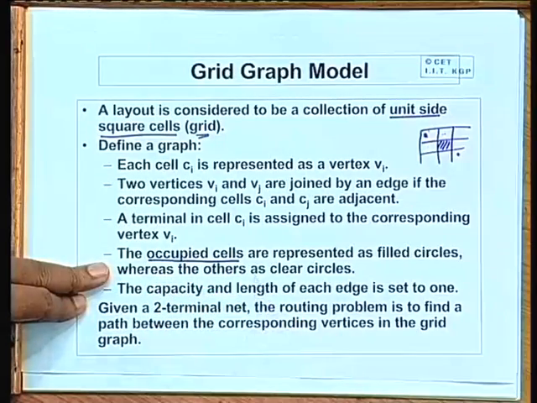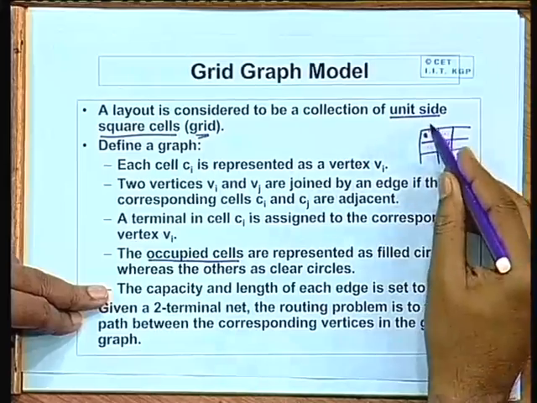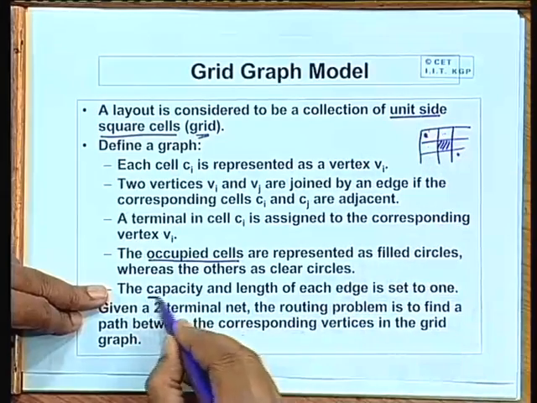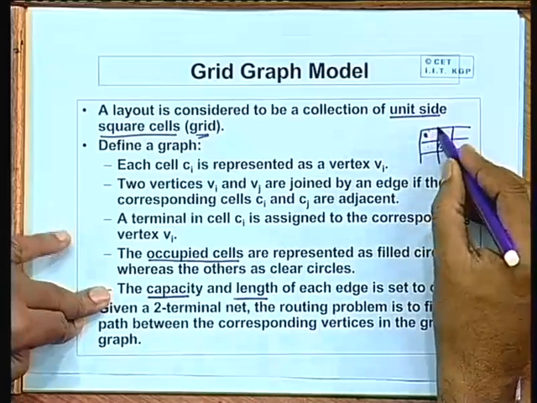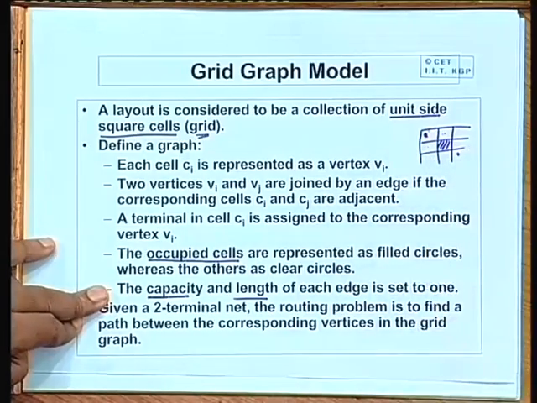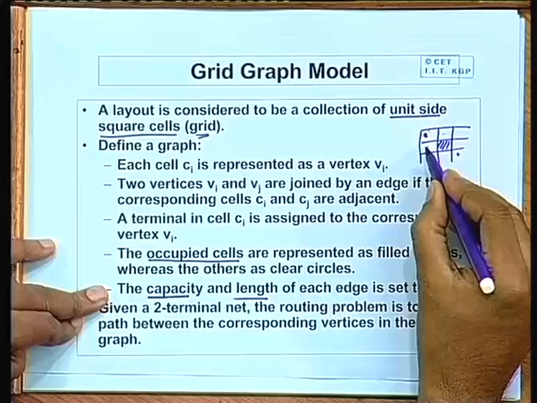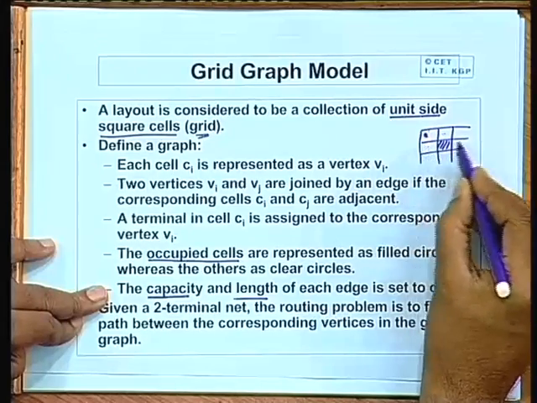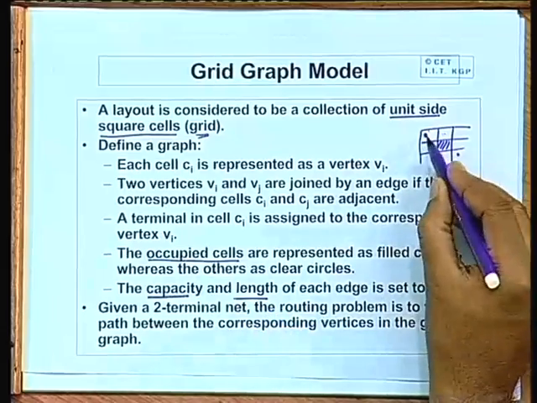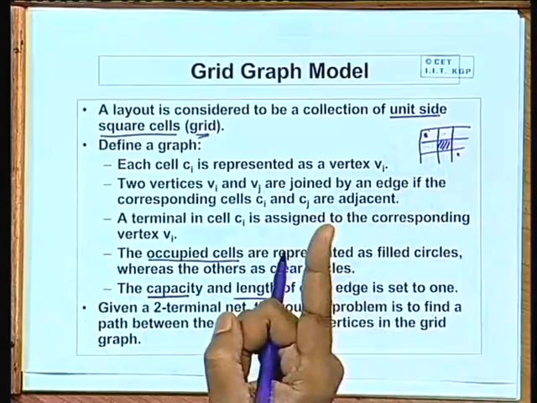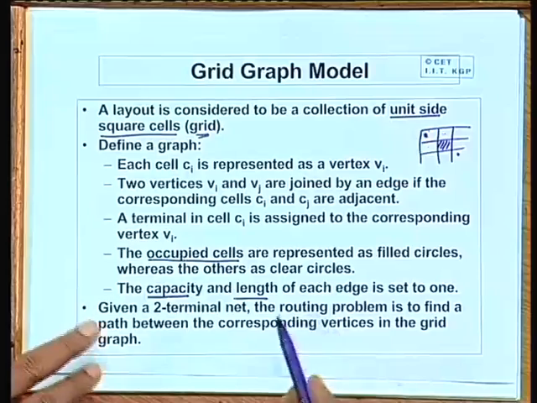Vertices are also colored using two colors, using some kind of bit assignment you can do that. So, you have a way of keeping track of the occupied cells, and in this kind of representation the capacity and the length of each edge is set to 1, because since you are having the grid at the lowest possible level, you can have only one wire running between adjacent cells, that is why the capacity is 1. Length is also 1 between adjacent cells. So, length and capacity both are 1.